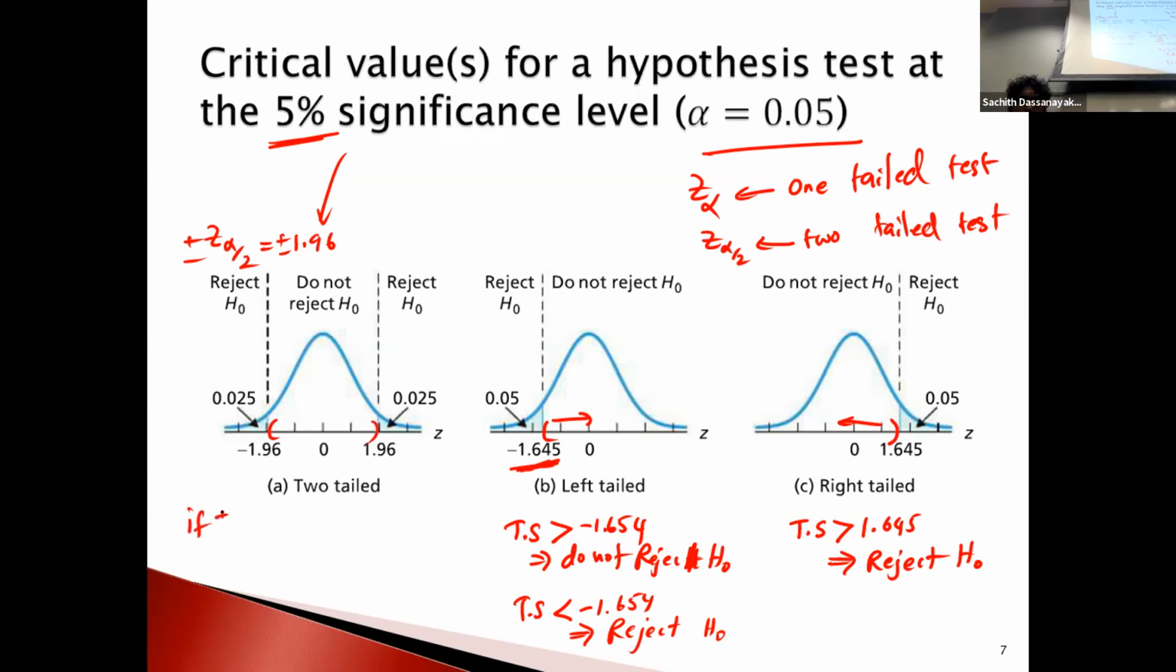Same here. If your TS value, TS means test statistic value, the calculated value, you will learn how to calculate that later. If it is between negative 1.96 and 1.96, what should you do? Do not reject, which means I'm talking about this area. Okay, clear?